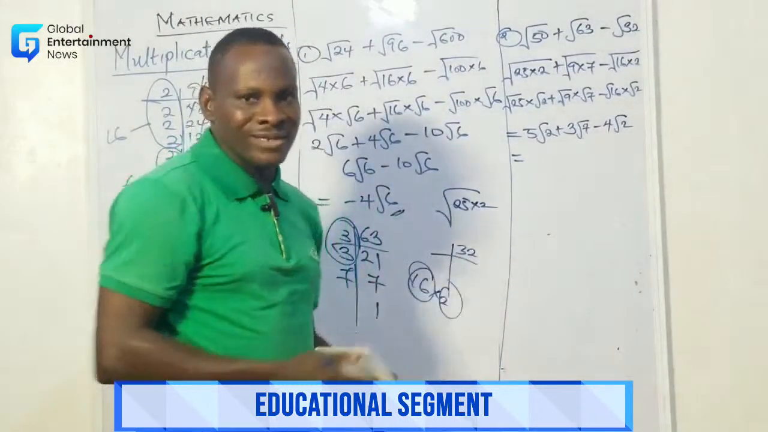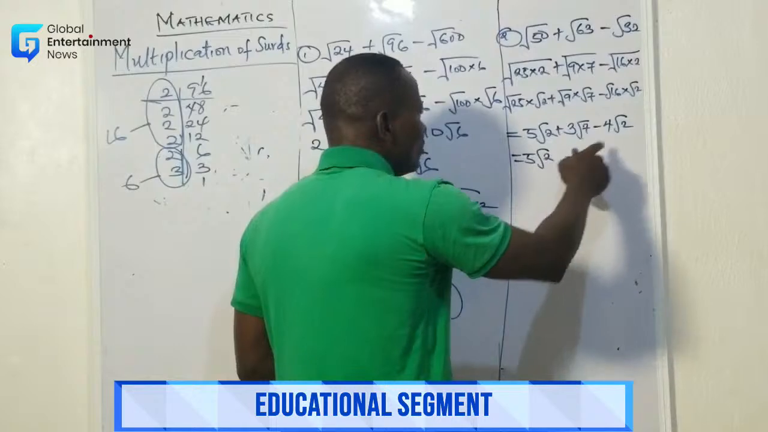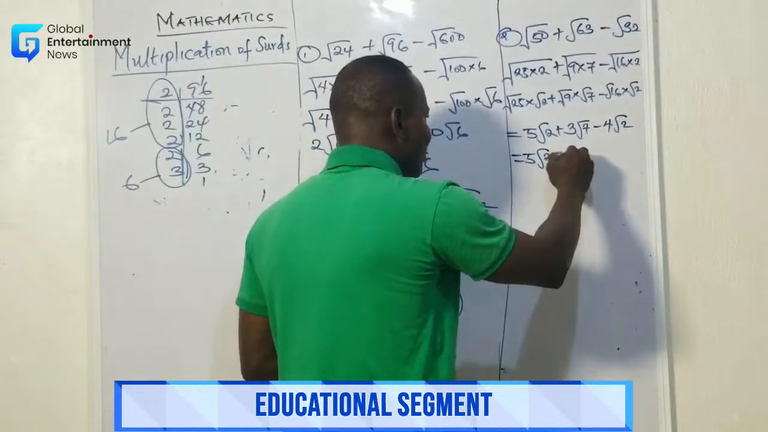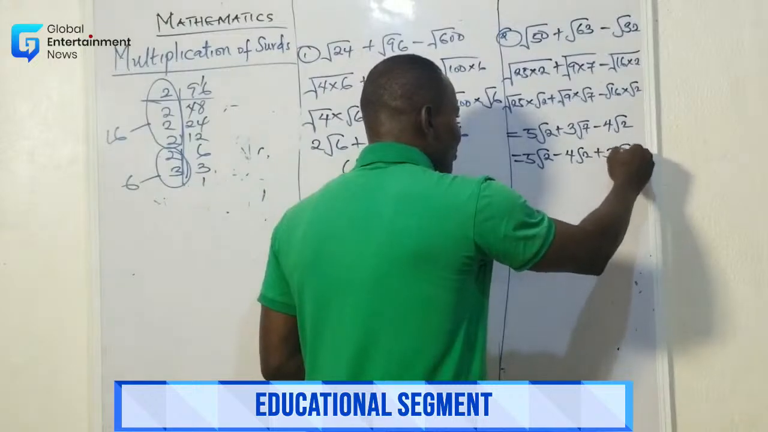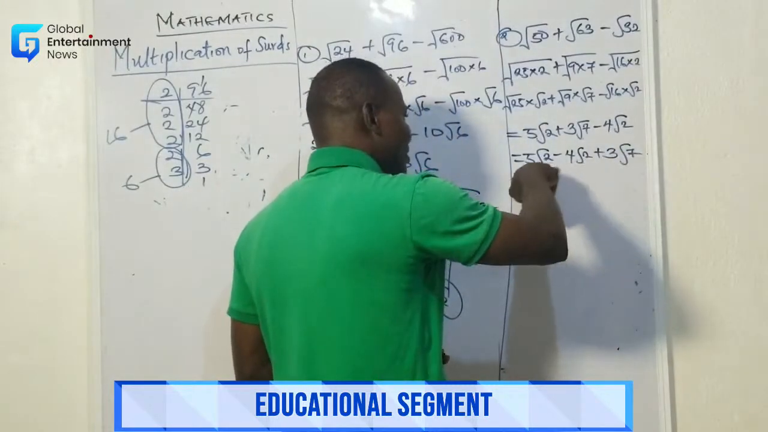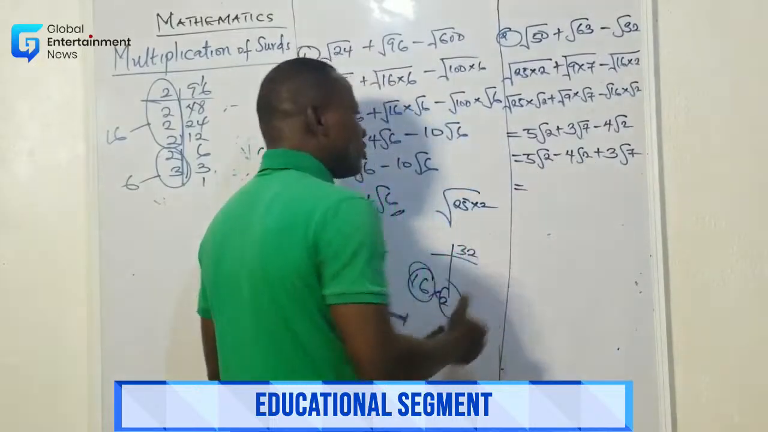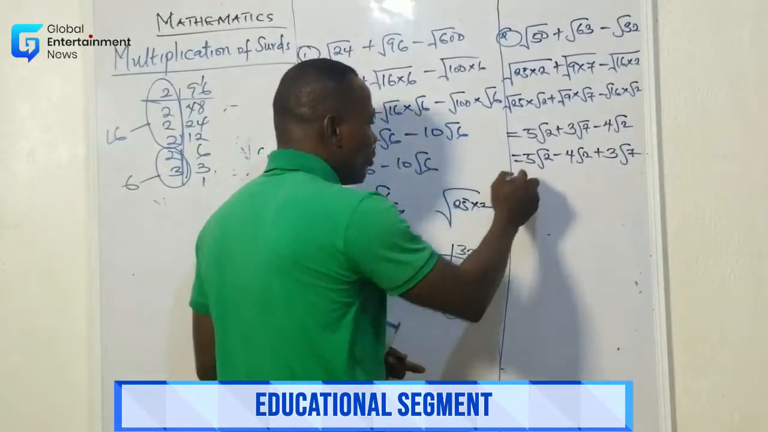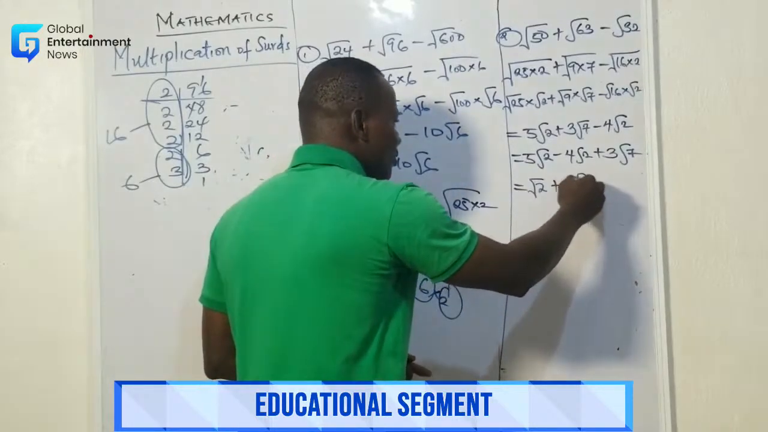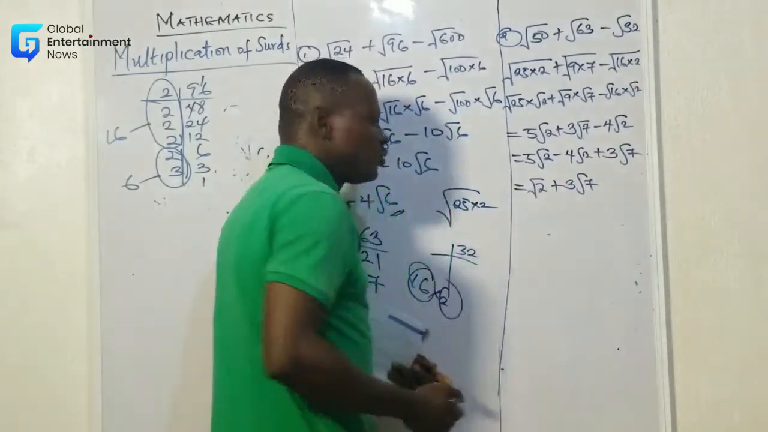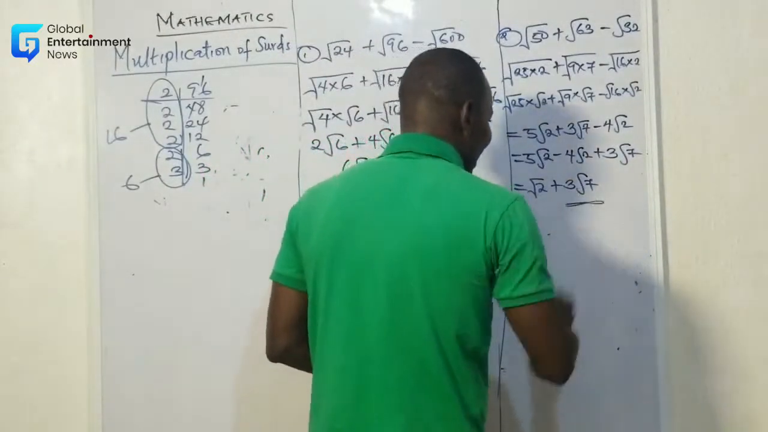So let's arrange them. Let's collect the like terms. We have 5 root 2, shift this one forward, minus 4 root 2. Then plus 3 root 7, because this one is not the same as this. So 5 root 2 minus 4 root 2 is 1 root 2. And 1 root 2 is the same thing as root 2 plus 3 root 7. They are not the same thing, so you can't add, because they have different roots. And this is my final answer.